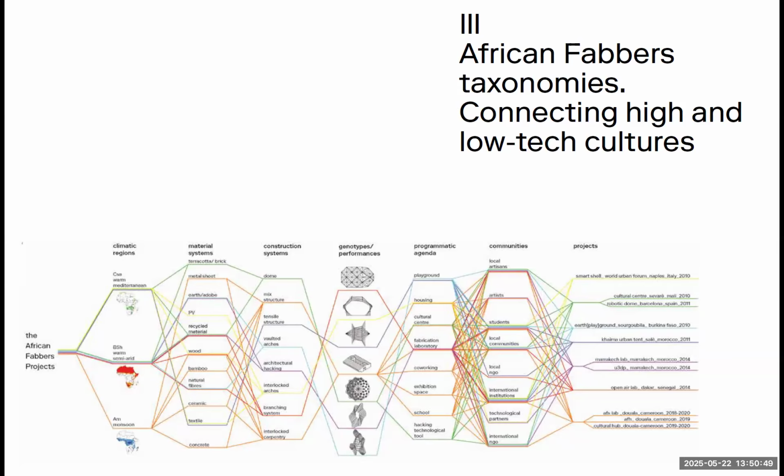So genotypes are, in terms of research, but also in terms of pedagogical approaches, very, very powerful because they oblige people to do more than just develop an iconic project. You develop a set of rules and constraints to share with others, share with the local community, to share with artisans. So once you have this set of rules and constraints, the results could be differentiated. And again, genotypes, programmatic agendas, contemporary needs.